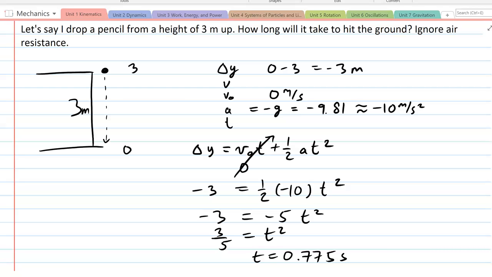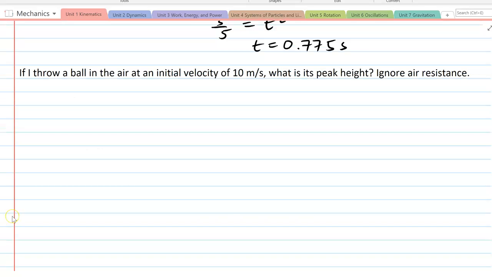So we're going to do one more example. Alright, so this is the second problem. If I throw a ball in the air at an initial velocity of 10 meters per second, what is its peak height? Ignore air resistance. So again, these problems don't like to give us too much, but we actually can find out a lot more based on knowing that it's free fall.